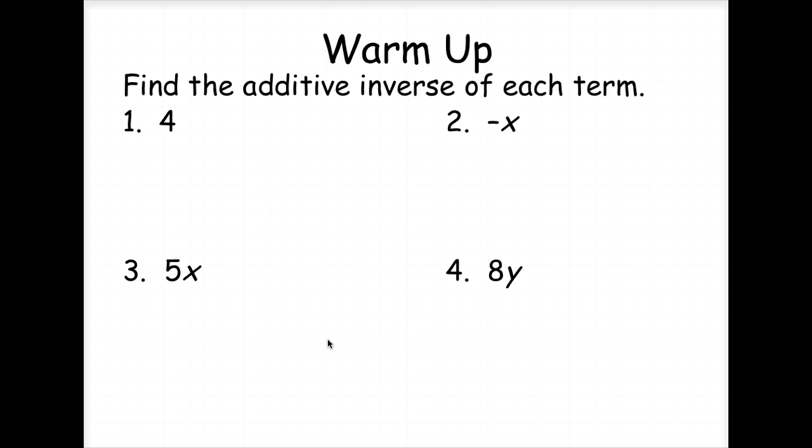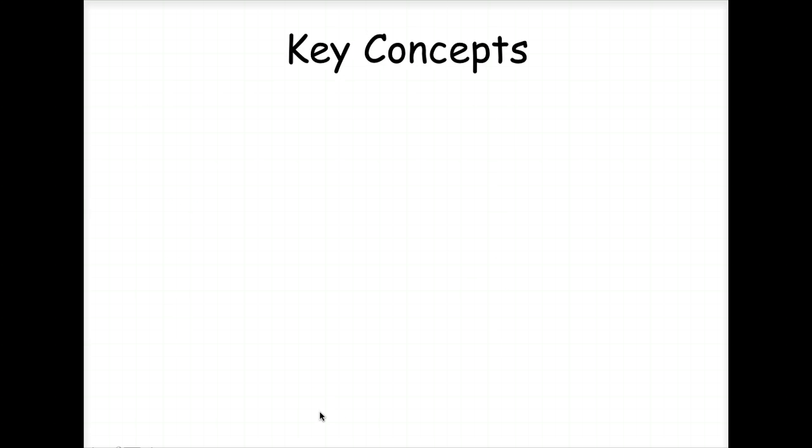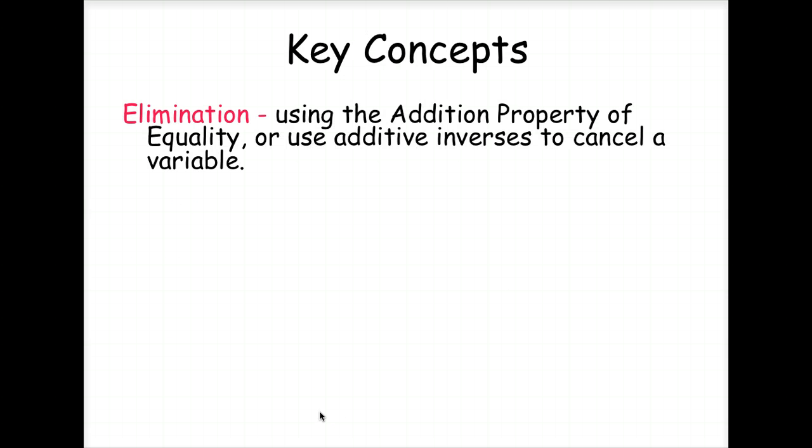If you can't remember what an additive inverse is, look it up very quickly, then come back and work the problems. Okay, when you looked it up, you noticed that it's what you add to this term in order to get 0, right? So the inverse of 4 is negative 4, negative x is x, 5x is negative 5x, and 8y is negative 8y. Very simple.